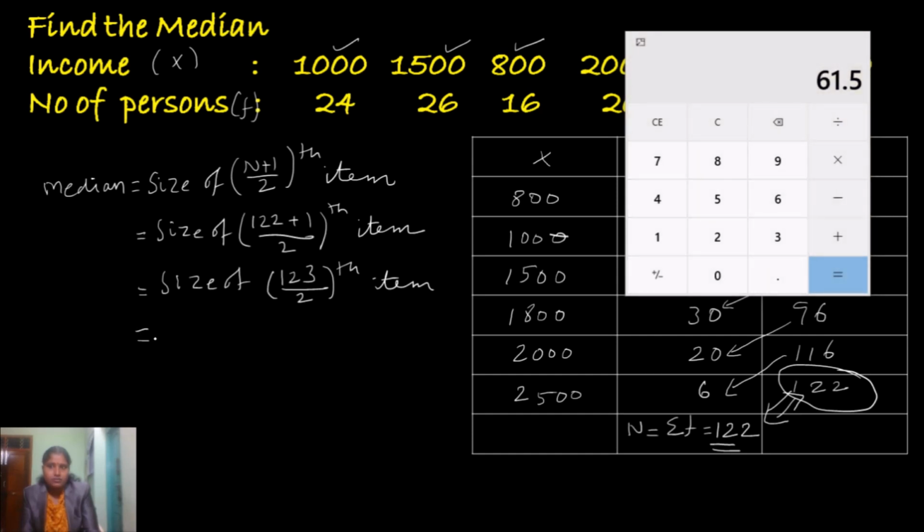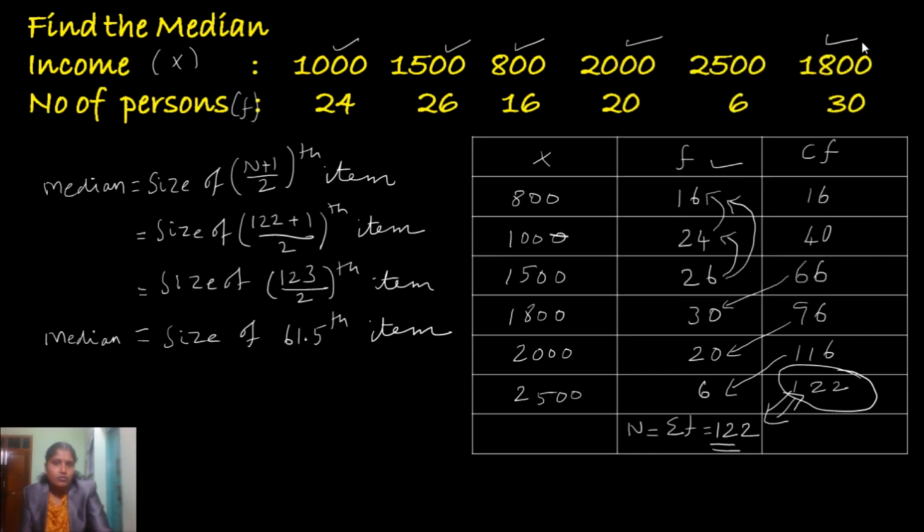So that is equal to size of 61.5th item. So median is equal to size of the 61.5th position item, which gives you the value of median. Now we have to find the cumulative frequency which is just greater than 61.5. This is the first frequency, 16, 40, 66. Yes, this is the frequency which is just greater than 61.5. That is, the nearest frequency for 61.5 is 66.